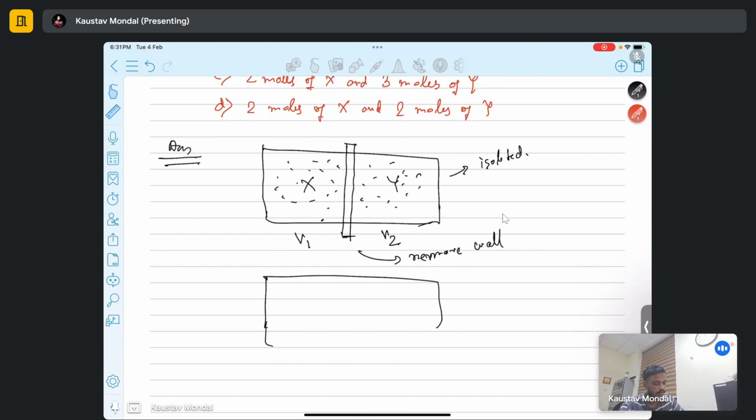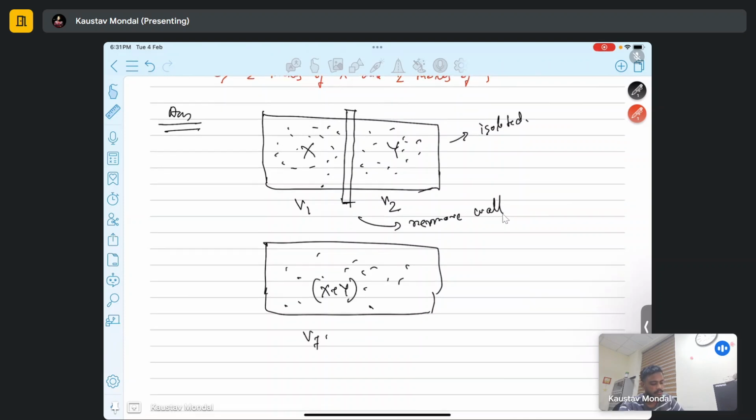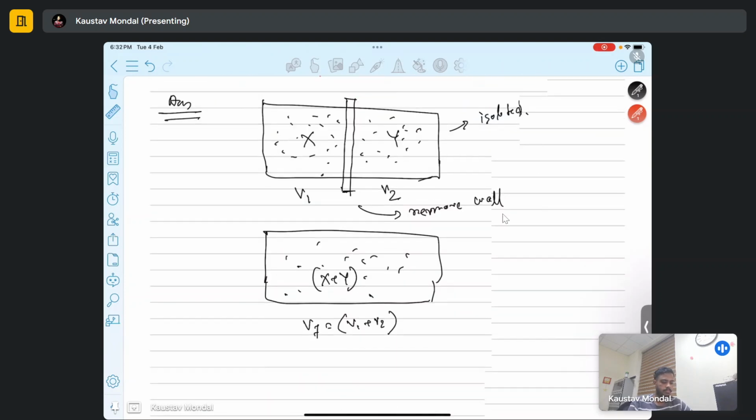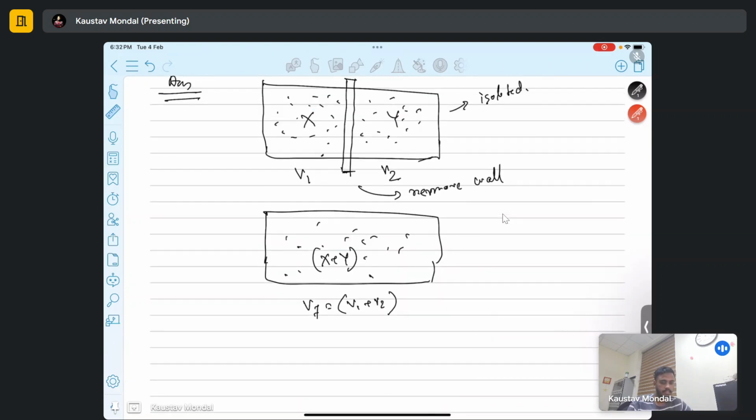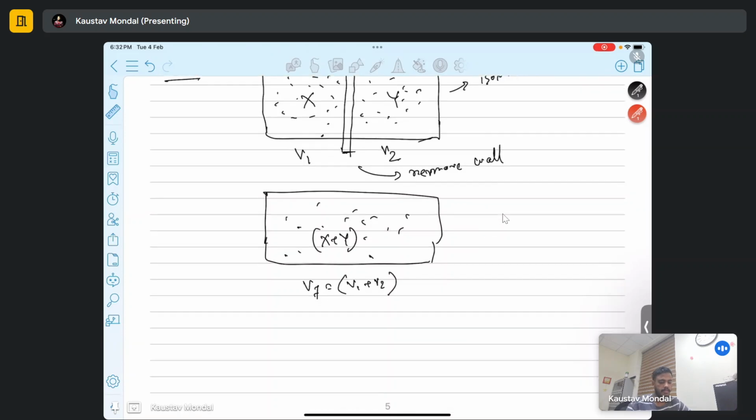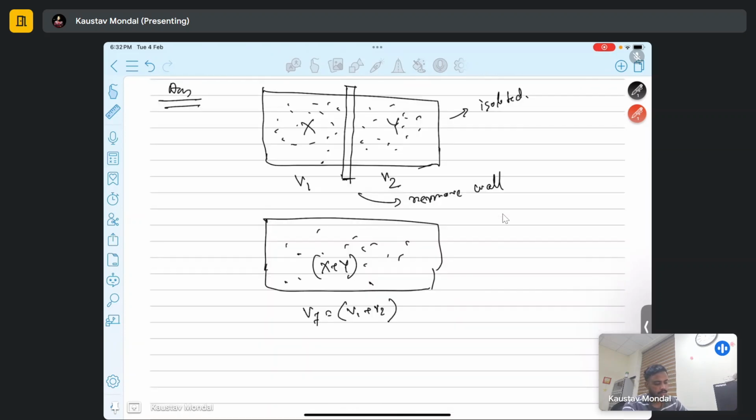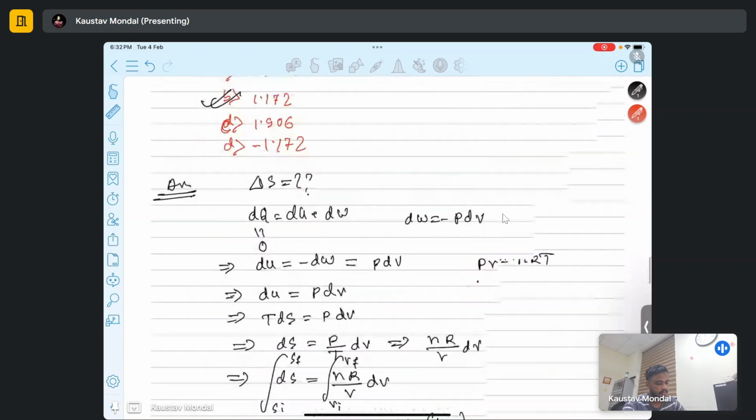Both X and Y will be mixed, right? So the total volume will now be Vf equal to V1 plus V2. Although only mixing has happened, I will show you that because of this mixing there is some change in the entropy of the system. We have discussed this in the previous problem.